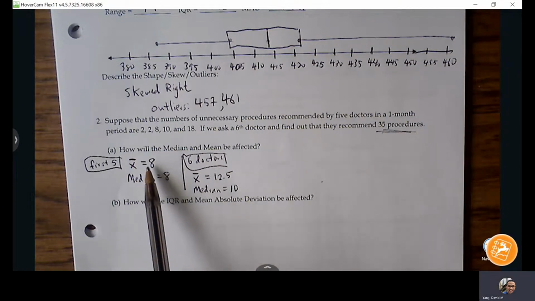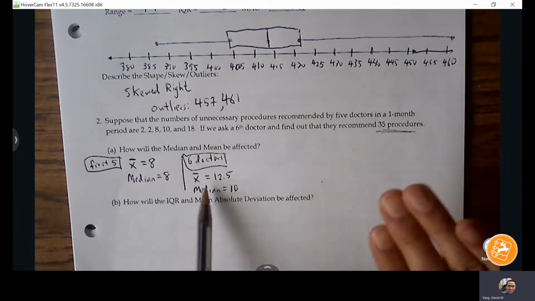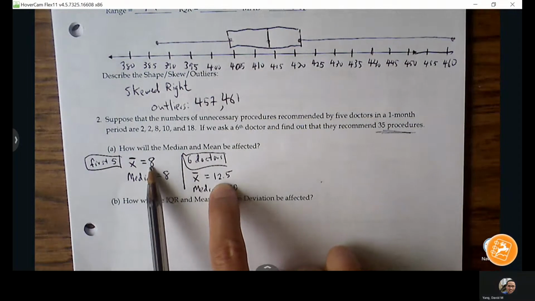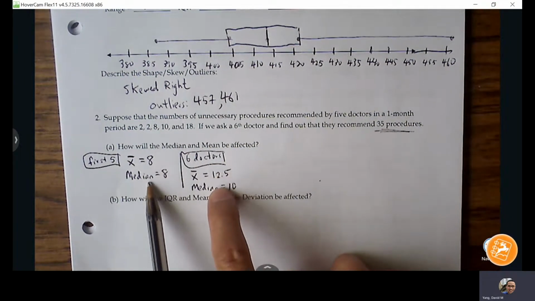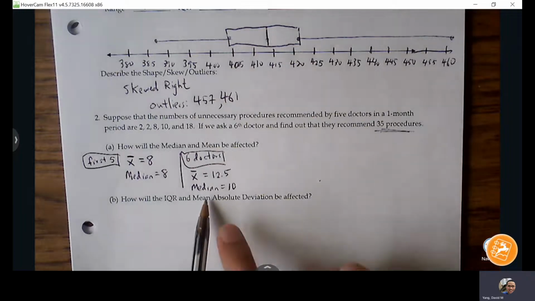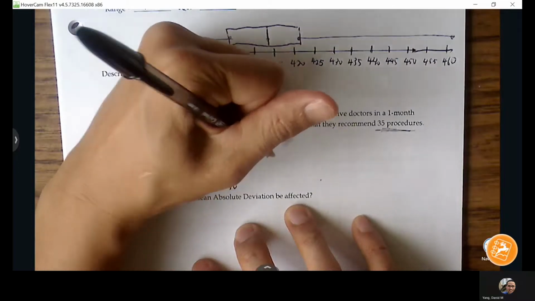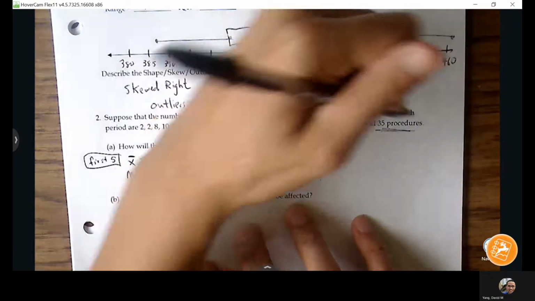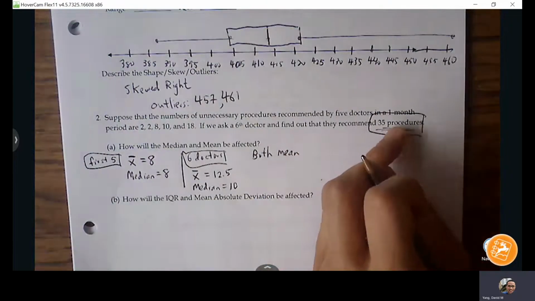But the mean is going to be more impacted because that 35 is going to push that number out a lot more. So if you have outliers, it's going to impact your mean a lot more than your median. Your median is kind of the middle number, so if there's a lot of outliers, it's not going to push the data out too much. And that 35 is going to create a large whisker on the right side, so it will skew to the right.